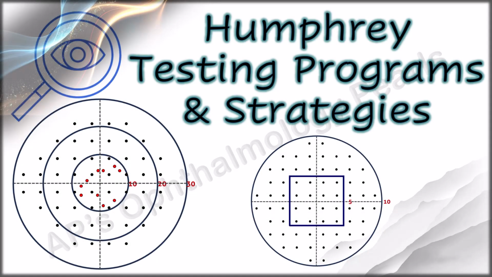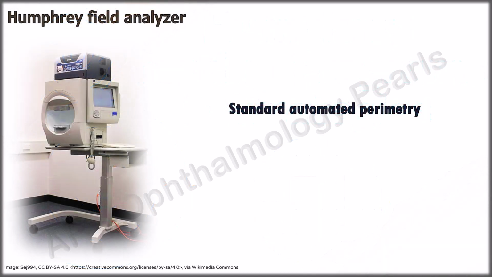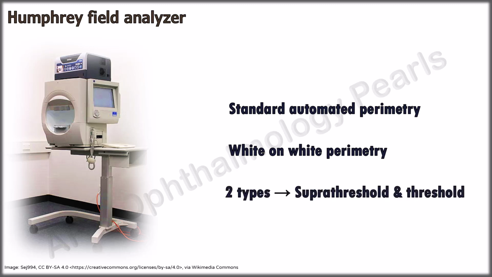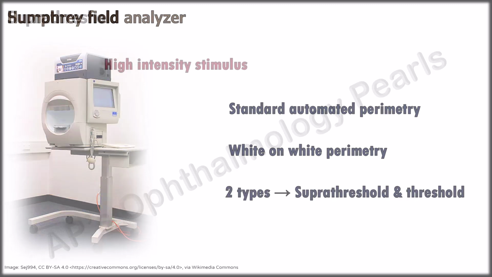Today we shall talk about the testing programs and strategies of the Humphrey Visual Field Analyzer. Standard automated perimetry is the most commonly used mode of visual field examination in glaucoma, other ocular and neurological conditions. It is also referred to as white-on-white perimetry because of the use of a white stimulus on a white background. Broadly, there are two types of testing, Supra Threshold and Threshold.